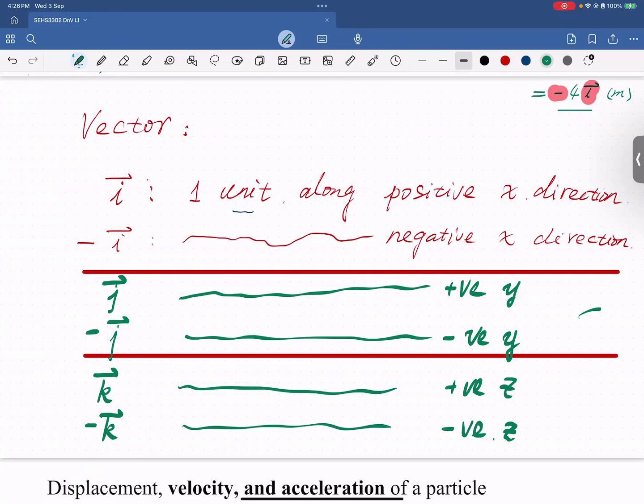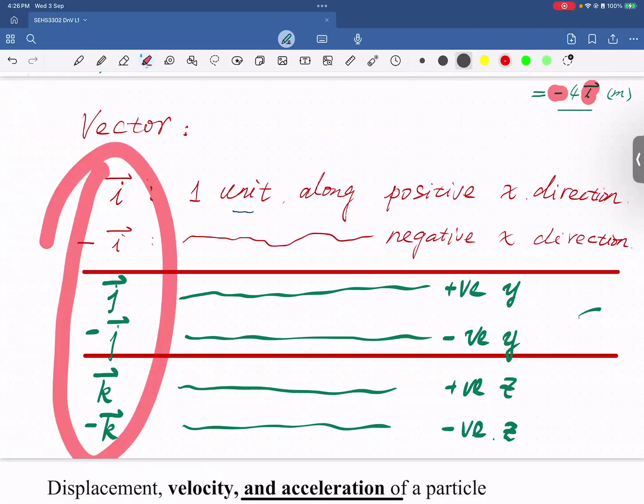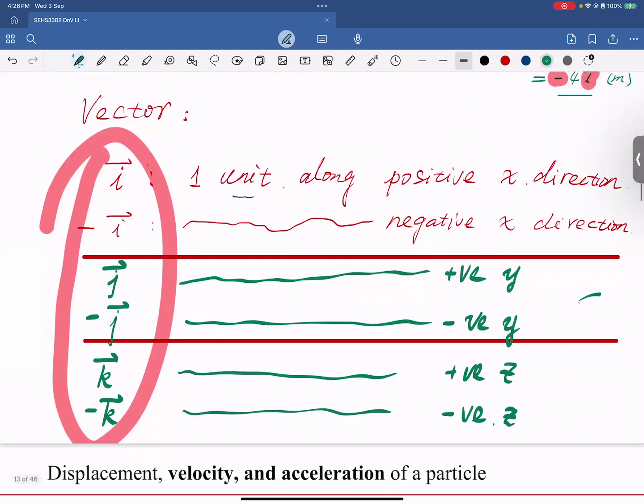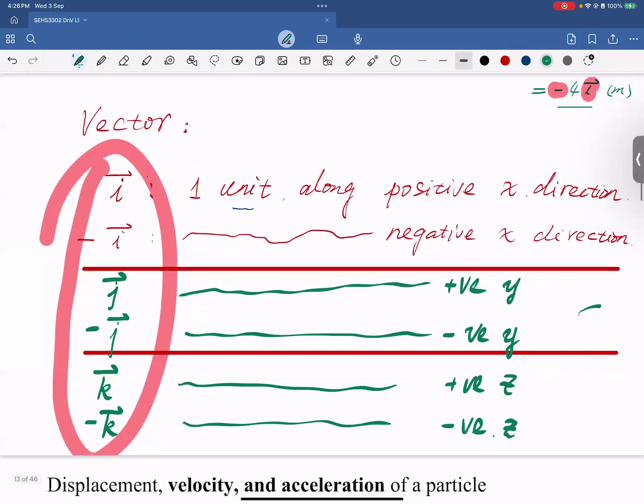So now for I, J, K, and X, Y, Z, we have their own unit bases here. There's no need to remember, just use it. And you will learn how to manipulate or how to operate such a kind of basis, because we will use it time after time.